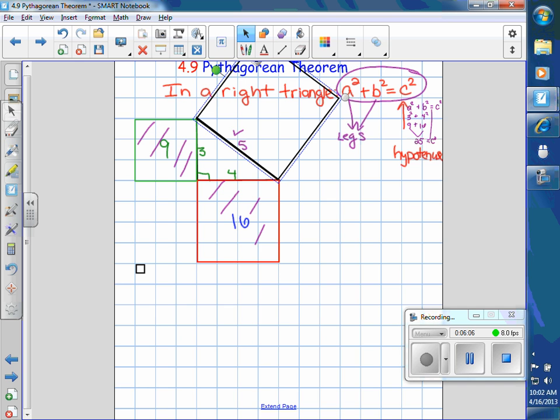So what the Pythagorean theorem is really saying is the area of a square on the hypotenuse has the exact same area as the sum of the two squares on the legs.